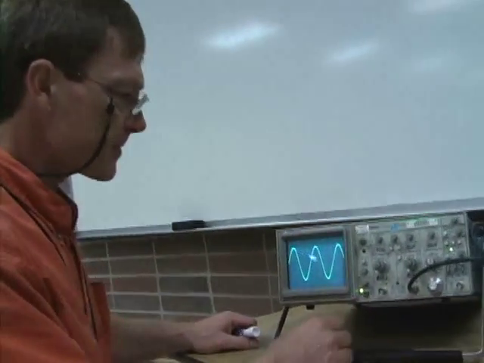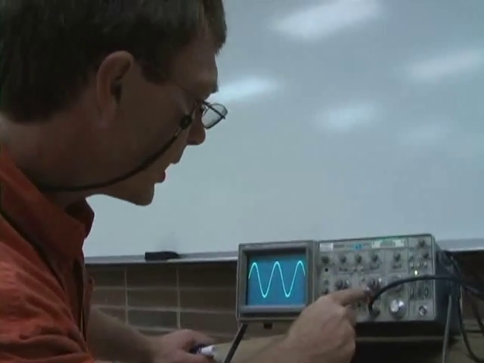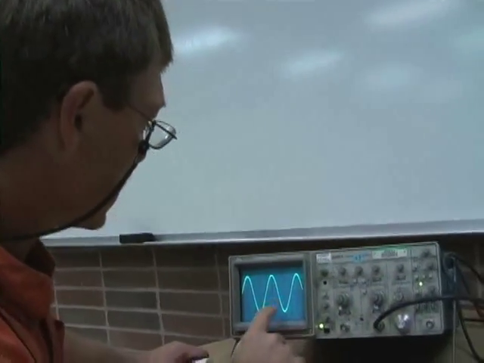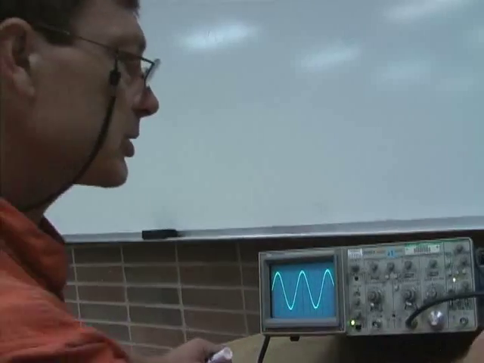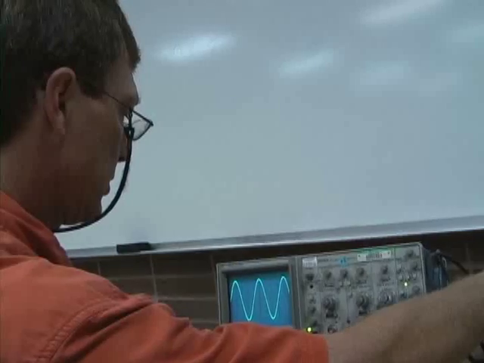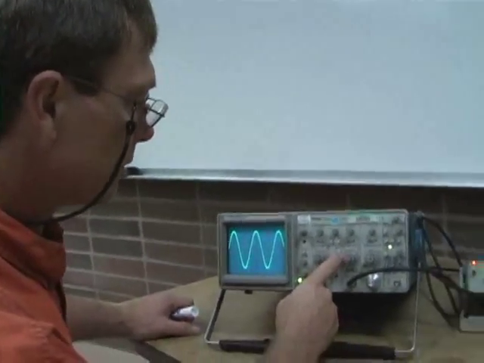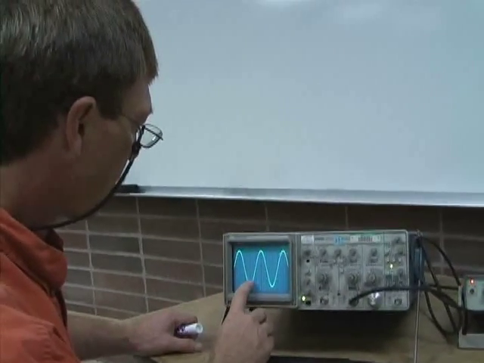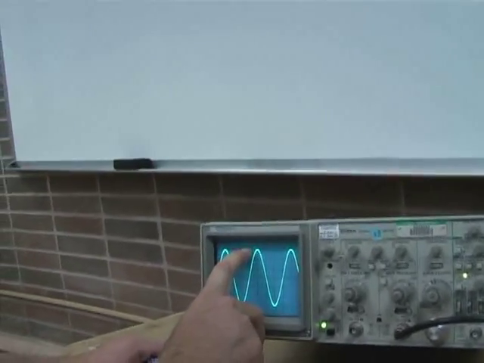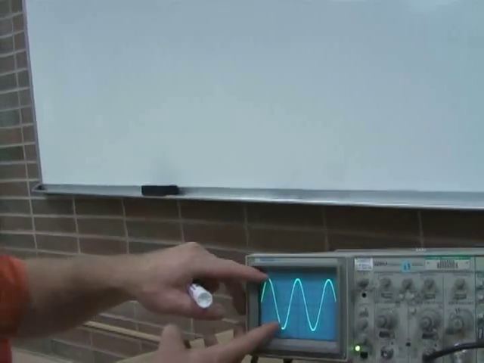We're running channel 2, and we're running 1 volt peak to peak. I'm going to adjust a little bit so it's easier to read. I'm going to increase the amplitude. Each division is 1 volt. So that means I've got 1, 2, 3, 4, 5, 6 divisions. The peak to peak voltage is 6 volts.